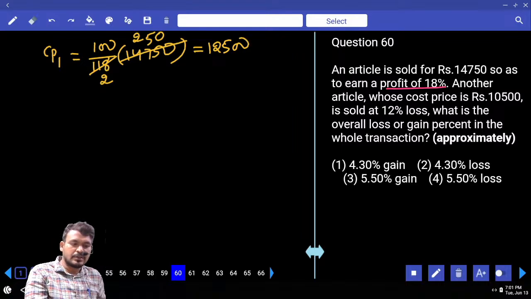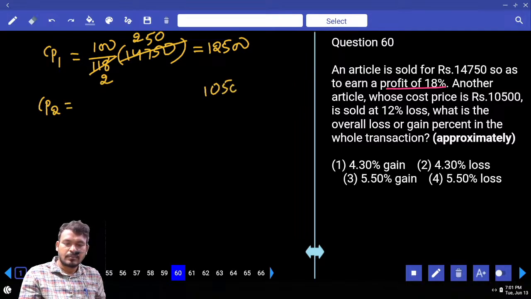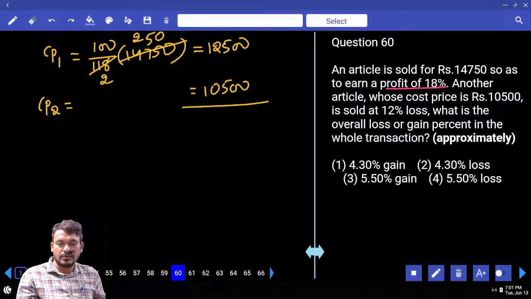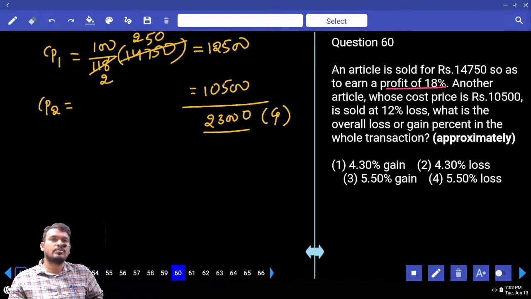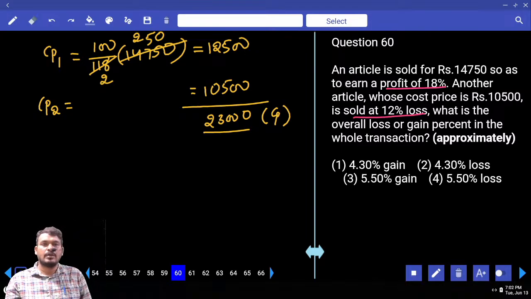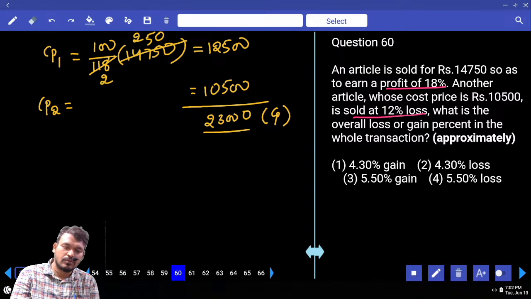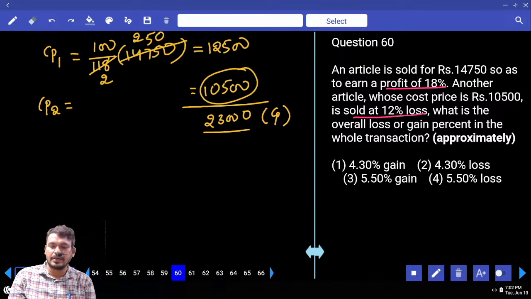What is the second one's cost price, already given? 10,500. These two are added. What is the total cost price? 23,000. And the second one is getting a loss of how much? 12%. 12% loss means out of 10,500 we are subtracting 12%. What is 1%? 105. 12%? 1260. Means we are subtracting 1260.